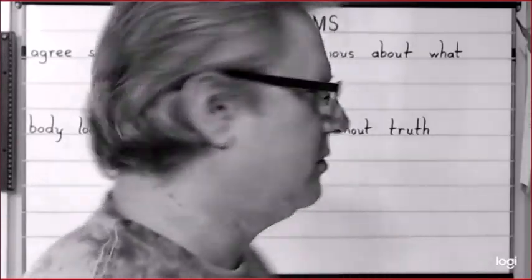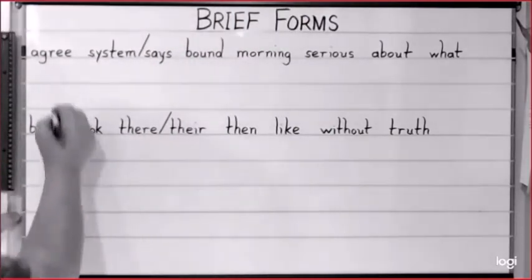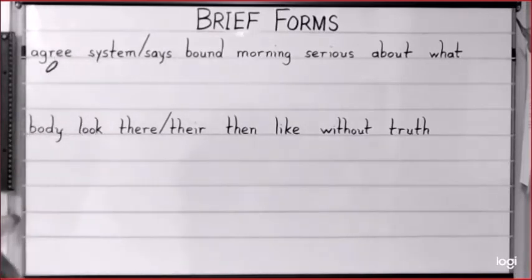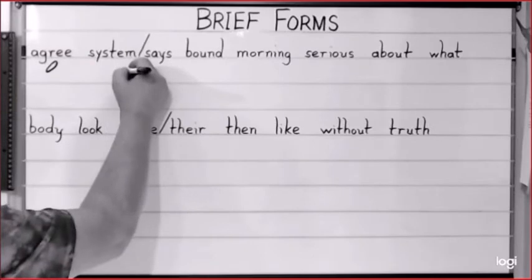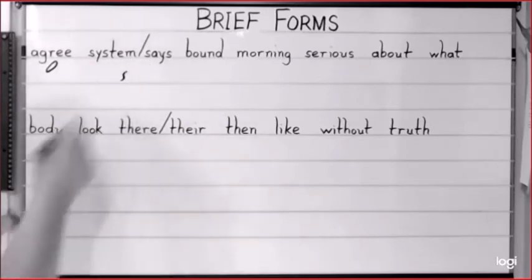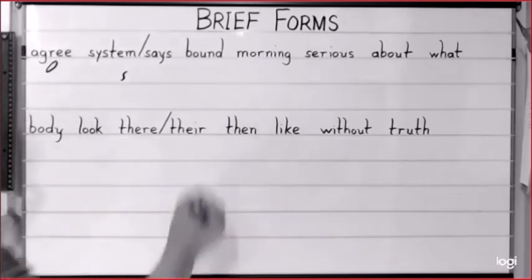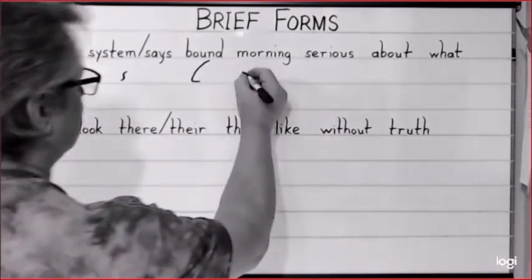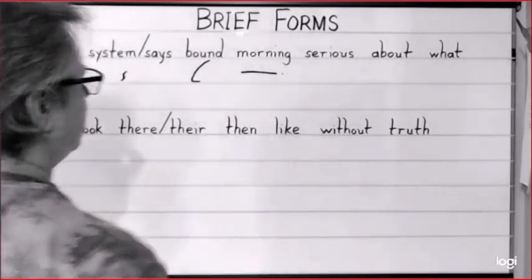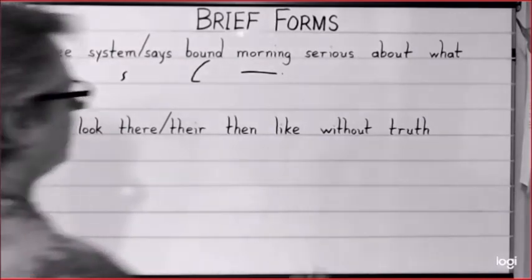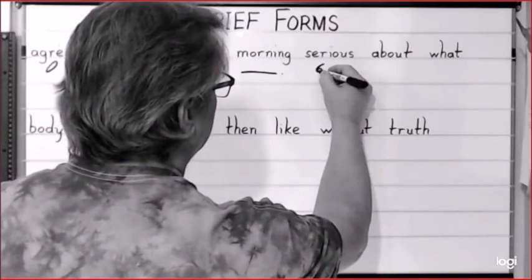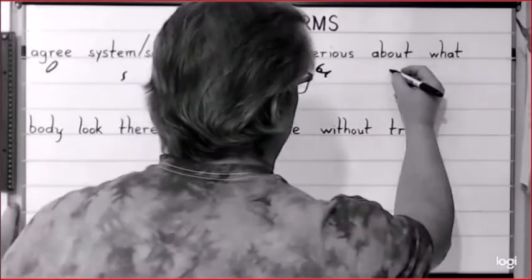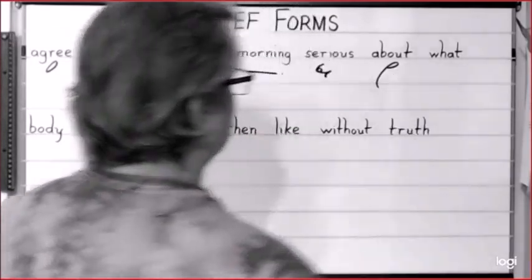On to the brief forms. The word agree is a loop or large loop. For system or says is the blended S starting with the left S. The word bound, it is B and N. For morning is the instr and the dot ing. For serious, it is S-E-R-S. For about, it is A and B.